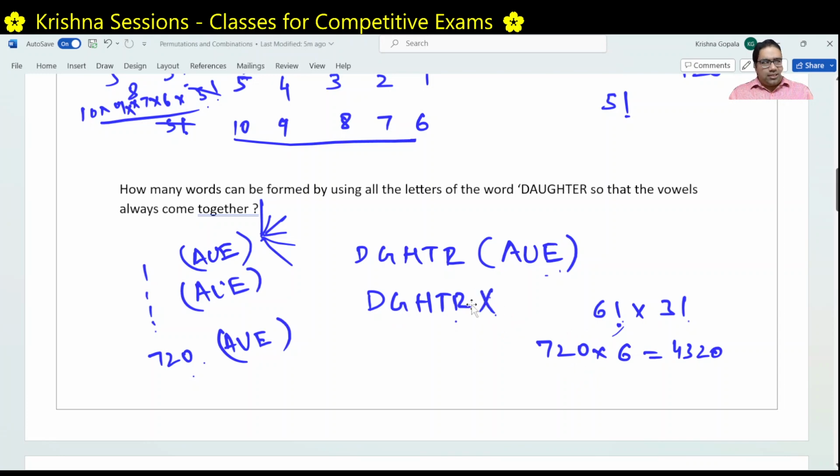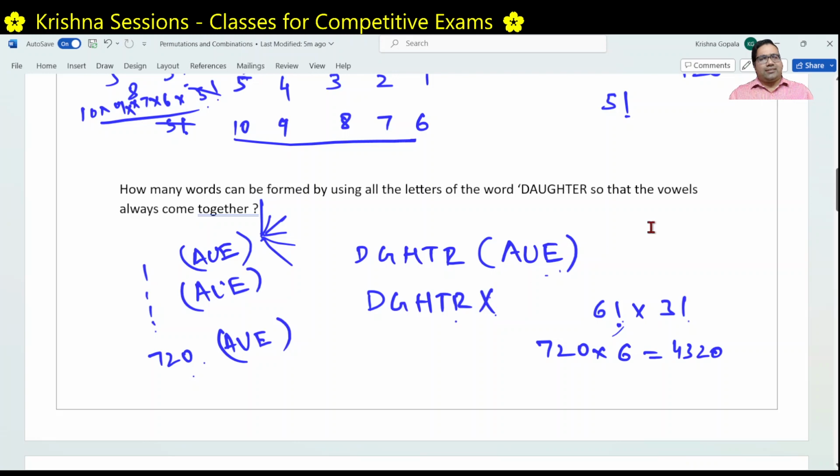But this X is not actually a single letter. Whenever in all these permutations, this X will sit somewhere. Right. Because it's always six letters. In every permutation, this X will be sitting somewhere. Basically, we are making these 1 to 720 permutations. In each of these 1 to 720 permutations, X will sit somewhere. For example, X will sit between G and H, D and G, D and T, whatever. All the 720 permutations will have this X, this combination AUE.